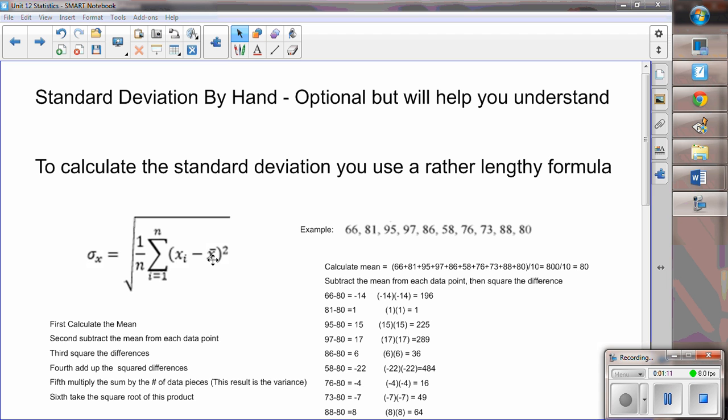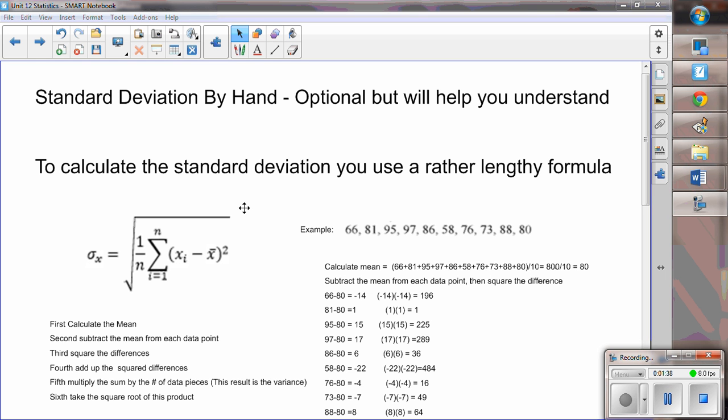After you subtract the mean from each individual point, each difference will be squared. Then you sum up those squared differences. Then you multiply this sum by 1 over your sample size, or the number of data points in your population in this case, because we're dealing with a population. And then finally you take the square root, and that gives you the standard deviation.